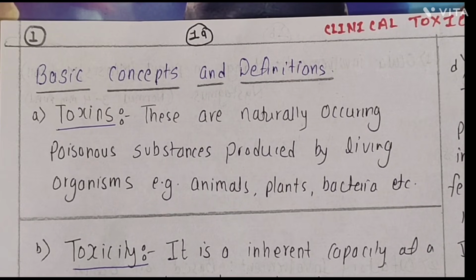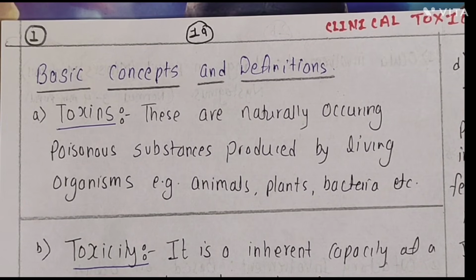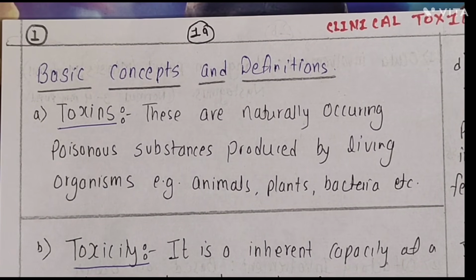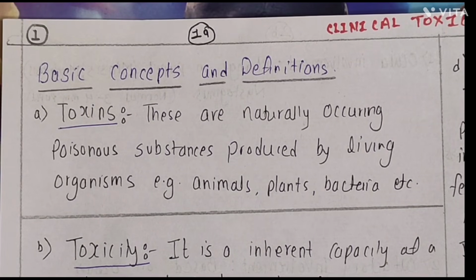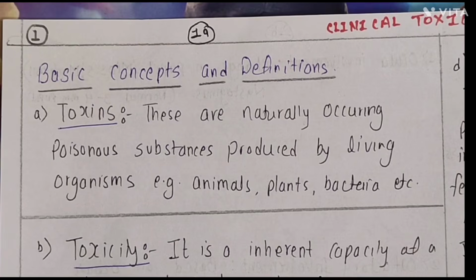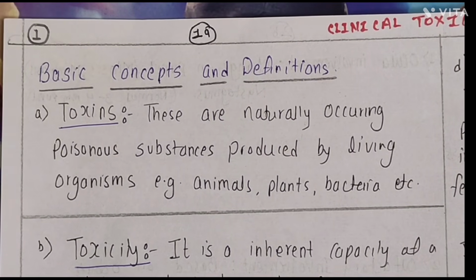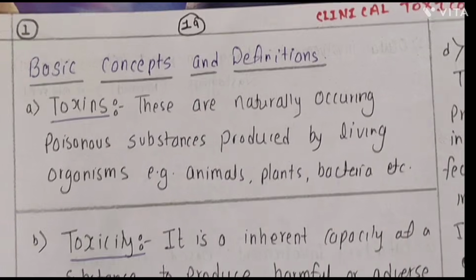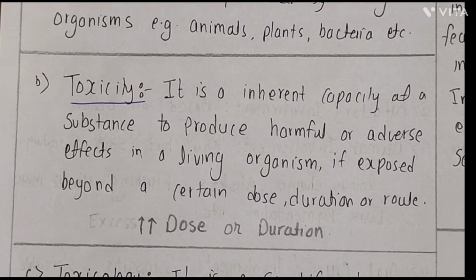So these are the naturally occurring poisonous substances which are generally produced by living organisms, right? Living organisms, which means animals, plants, bacteria. These organisms have a tendency to release some substances either for their defense, to attack their prey, or to protect themselves. For any reason, they produce these substances, which are known as toxins. Then similarly, our second concept is toxicity.